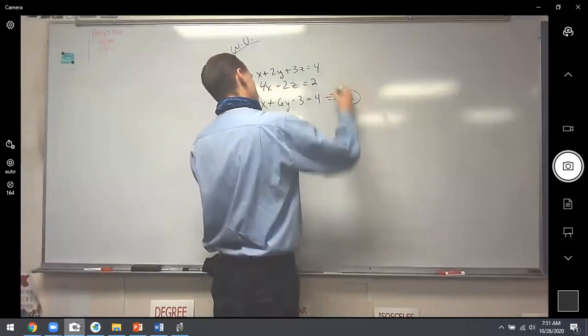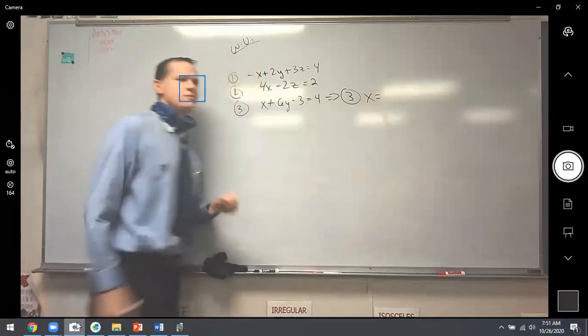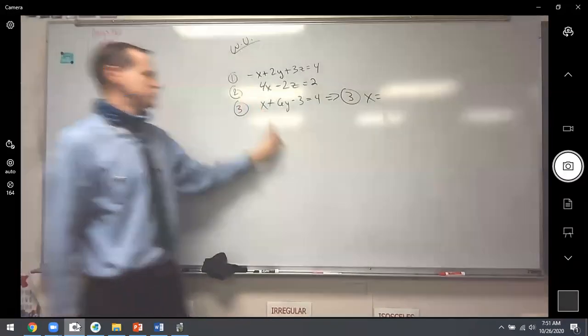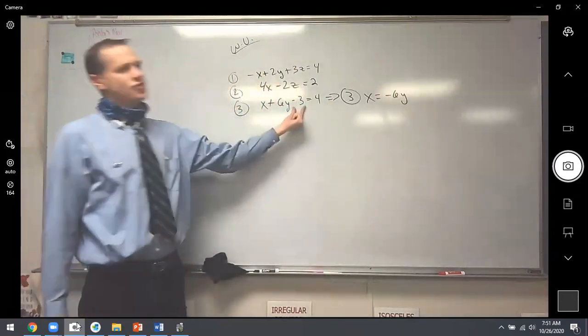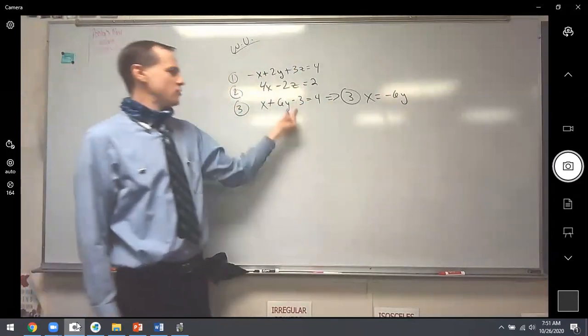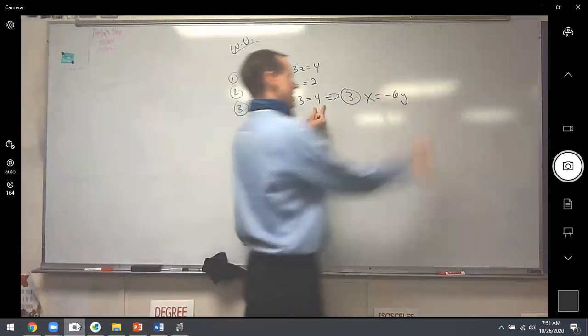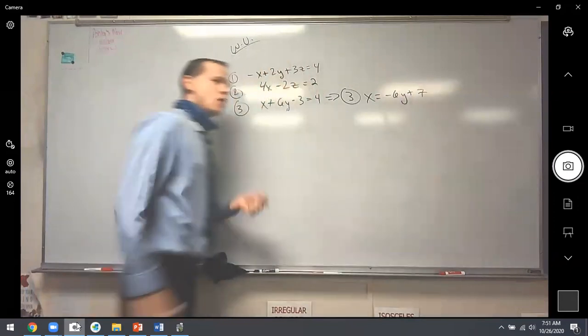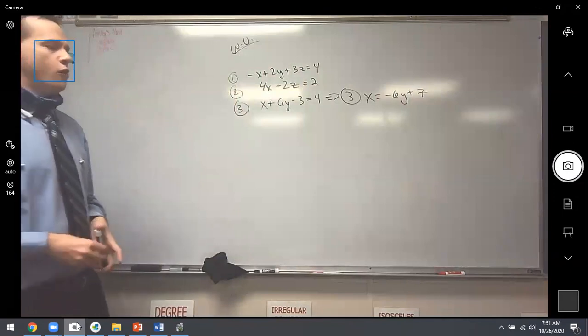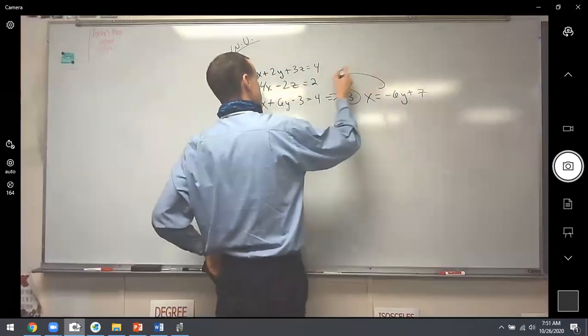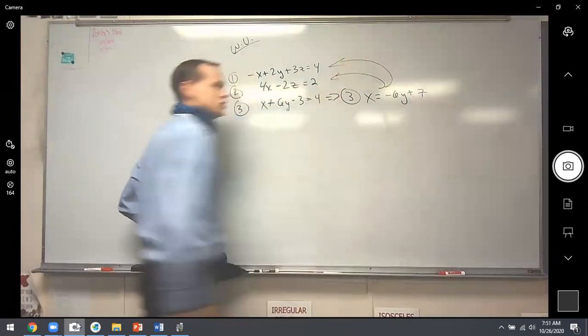So equation 3, if you get X by itself, you'd have to move the 6y and the 3 to the other side. So the 6y on this side would be a negative 6y. And if you added 3 to get rid of this minus 3, adding 3 to both sides, 4 plus 3 would be 7. So from equation number 3, we have X is negative 6y plus 7. The whole reason we're solving for that is so we can substitute it into the other equations.